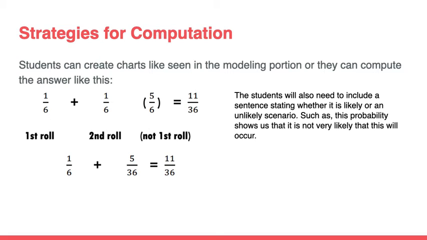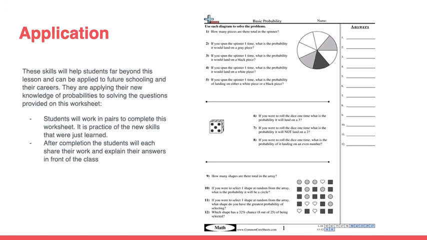After they have all worked on the story problem, they will all write down their sentence stating whether it is a likely or an unlikely scenario. This probability shows us it's a little less than half, so the students can say that it is not likely to occur, or that it is neither likely nor unlikely. It's a neutral situation. Moving on to application.